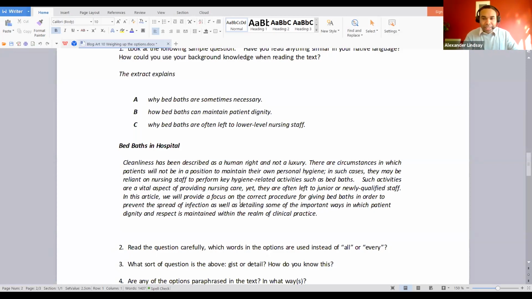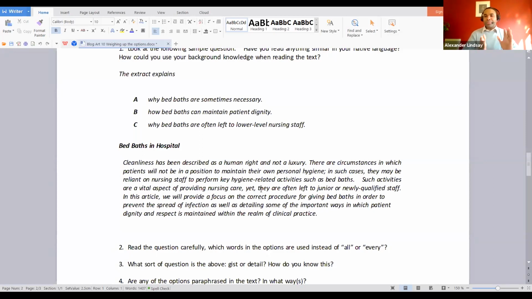And then it says here, such activities are a vital aspect of providing nursing care, yet they are often left to junior or newly qualified staff. So you've got that paraphrasing, lower level being junior, newly qualified. Yeah. Okay. So there's a few options that are paraphrased here in the text.